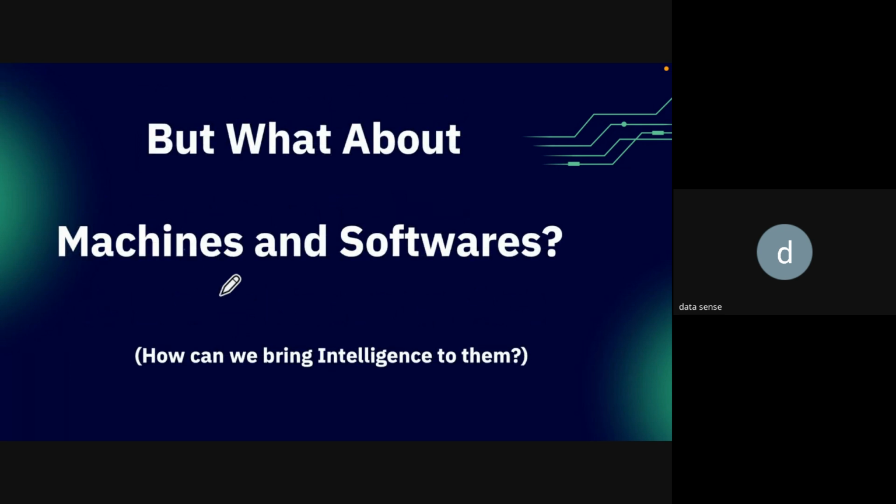But what about machines and softwares? Do machines have a brain? Do machines have body parts? Do softwares have body parts? We say we create an AI software. Does the software have any body part? Why do we say that this is an AI software and this is not an AI software? We train them. Train on what? Tell me, does software have any body part?